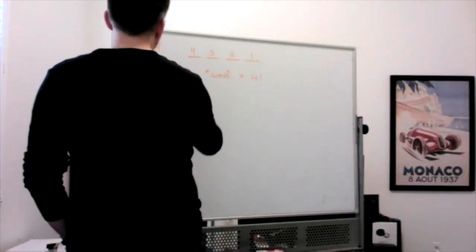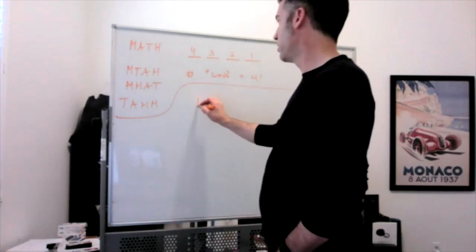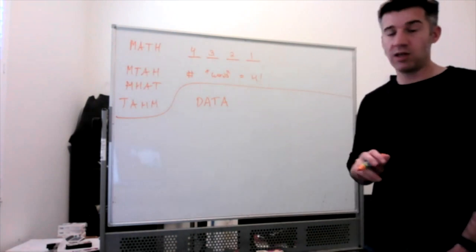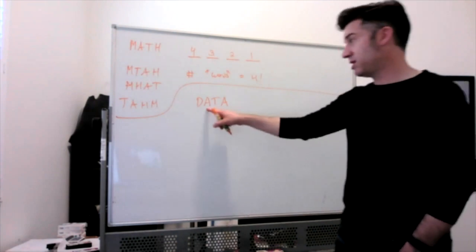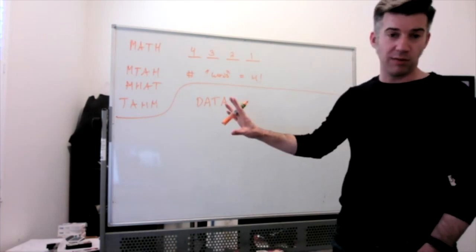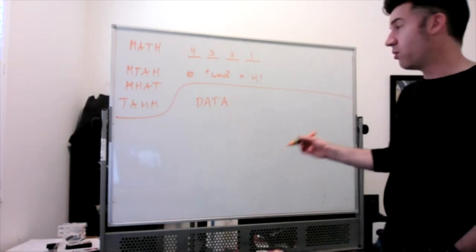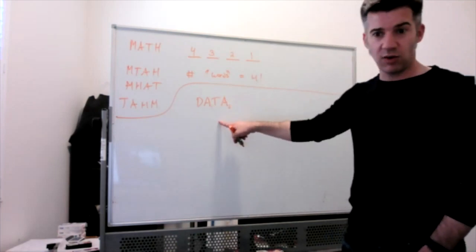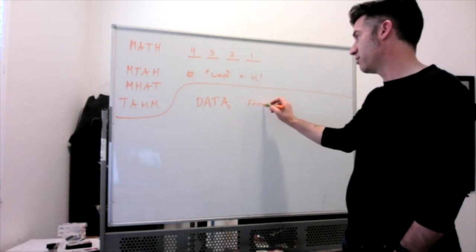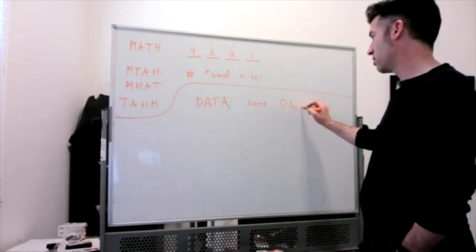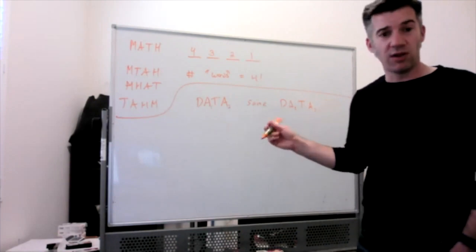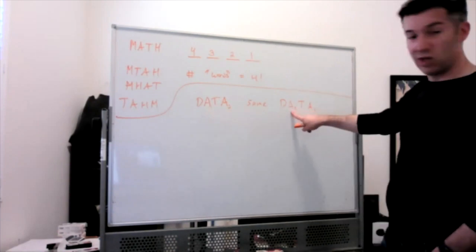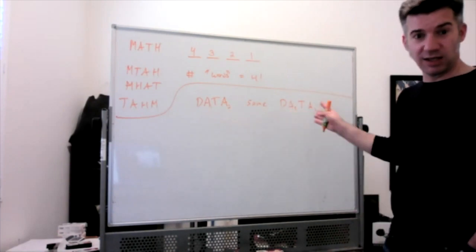What if the word was instead data? Note that in data, this A and this A look exactly the same. I'm assuming you wrote them the same. There's no difference between them. So if we call this the first A and this the second A, this word looks the same as this word, even though the letters are arranged differently. A1 is here, A2 is here. Hopefully you can see the 1 and the 2.